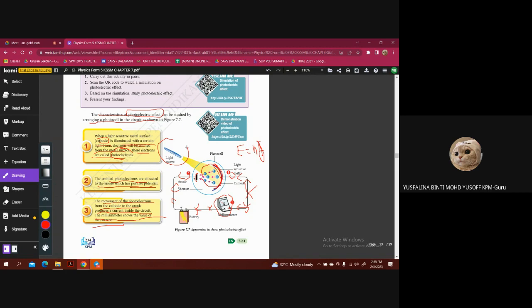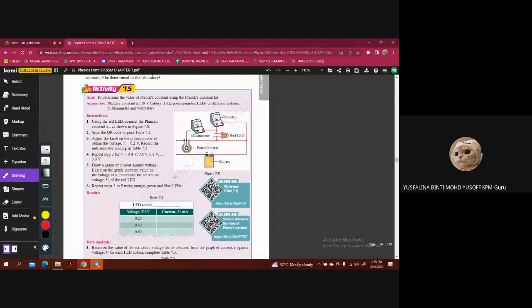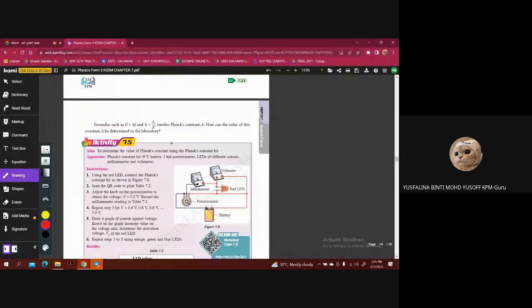So if it is light energy, it is the photoelectric effect. If it is heat energy, as for the CRO, that one is actually thermionic emission. We use heat, that's why we call it thermionic. Okay, so formulas such as E equals hf and lambda equals h over p, where p is the momentum, which is mv, involve the Planck constant h.